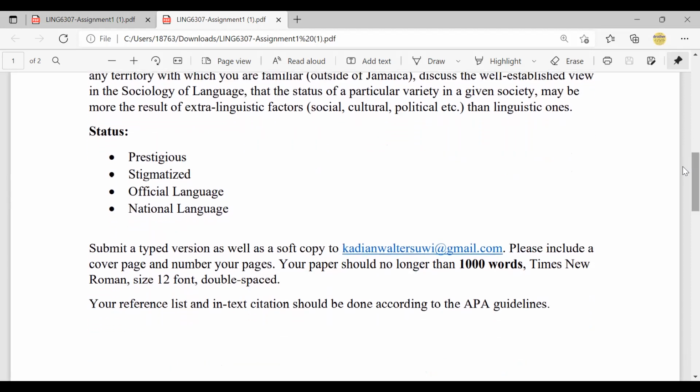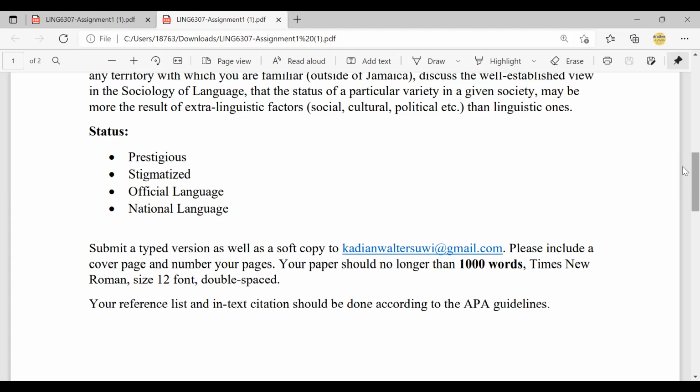All right. And you would submit a typed version. Well, not really. The soft copy only, you would send it to kadianwaltersue@gmail.com. Ensure you have your cover page, number your pages, and so on. And it should be no longer than 1,000 words. You're also expected to use references, academic, credible references, and you should do your in-text citation, and you should have your reference list.